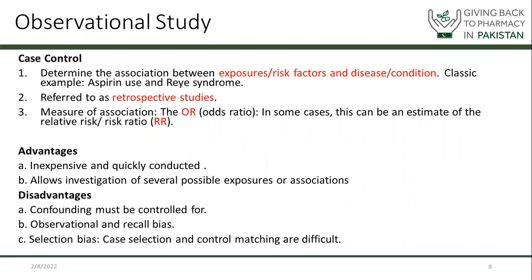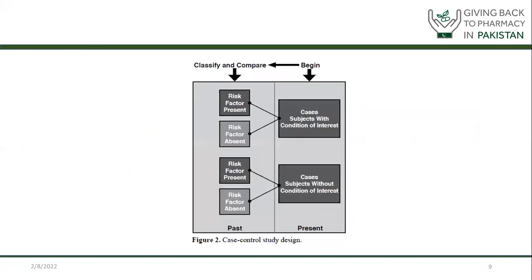Selection bias: in case selection, you might select the wrong case. Why? Because it's not just case or control. Obviously you are selecting the right case and right control, but they are not matching. Maybe you make an error in the gender or in the BMI or in the ages. So there is a possibility of selection bias as well.